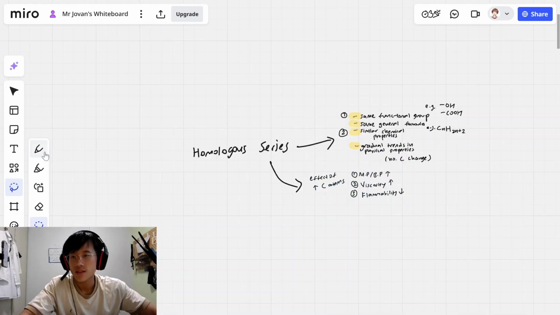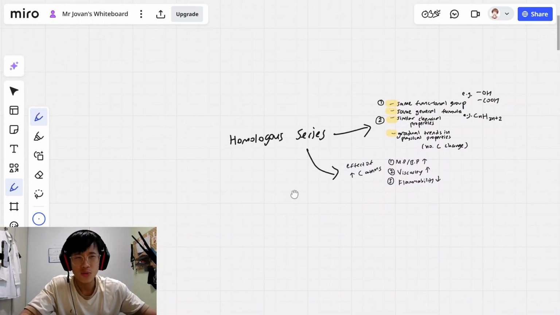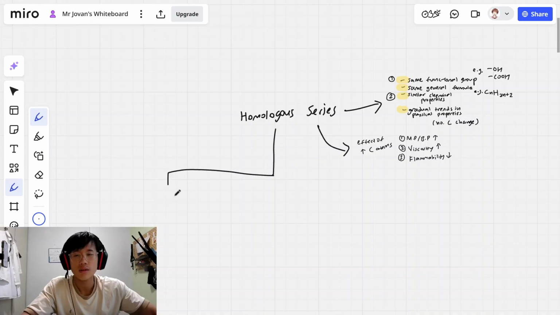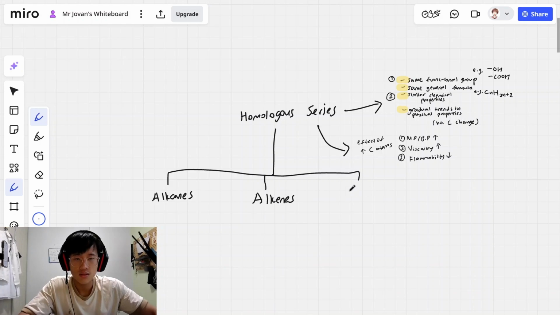Good job, guys. Now, what are the four homologous series that we learned? Can you tell me? Number one, alkanes. Number two, alkenes. Number three, alcohols. Number four, carboxylic acids.